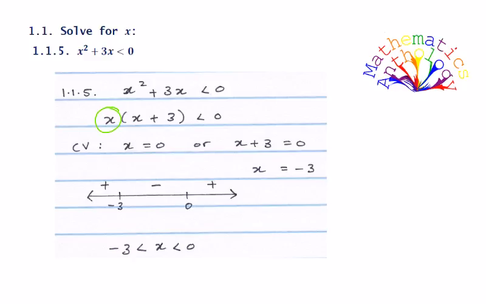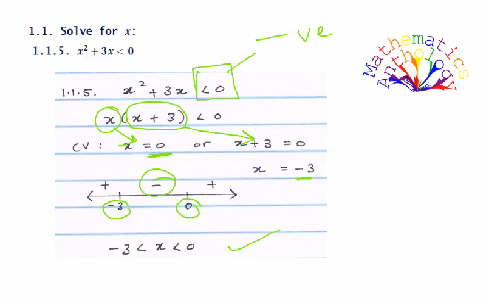Okay, another solve for x. x squared plus 3x is less than 0. This time they want you to solve for x in an inequality. So we start here by making sure that our 0 is on one side of the equation. So on the left hand side we have x squared plus 3x.